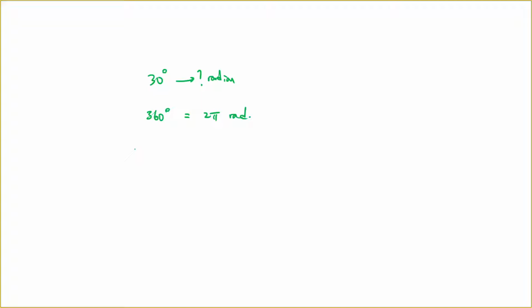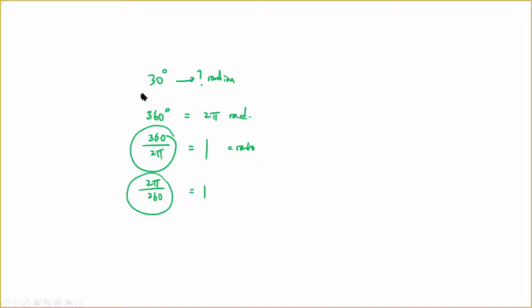Okay, so 360 degree. So we make a ratio, right? 360 over 2 pi kan? Betul tak? Is equal to 1, right? It's like a ratio. So this is very important. This ratio is very important because it helps us to convert unit. Or we can also make it like 2 pi over 360. It's like equal to 1, correct or not? Okay, so now with this value, we can convert degree to radian.